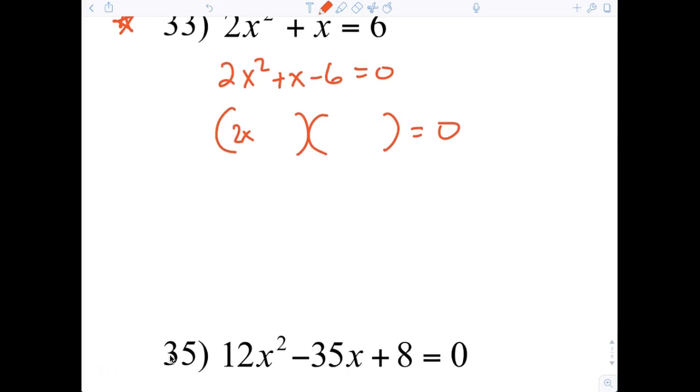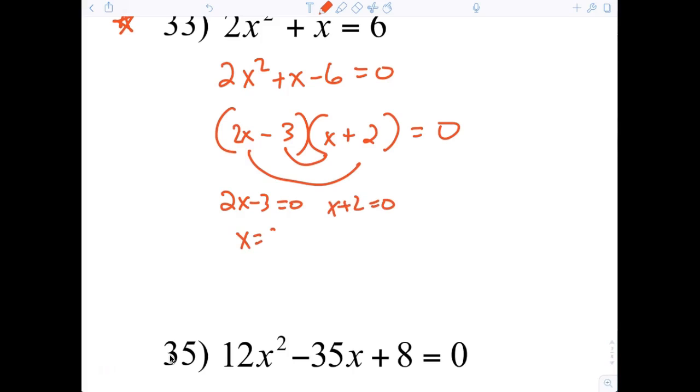All right, that is correct. 2x and x. 3 has to go where? And 2 goes on the other. So now I have 3 and 4. Oh, wait, positive 4. Right. So now we're just saying 2x minus 3 equals 0, x plus 2 equals 0. So x is equal to 3 over 2 or negative 2. Everybody good?